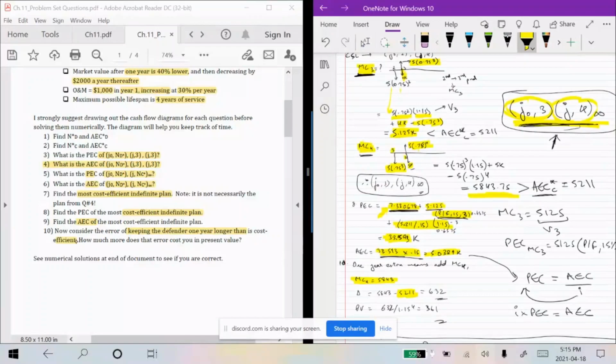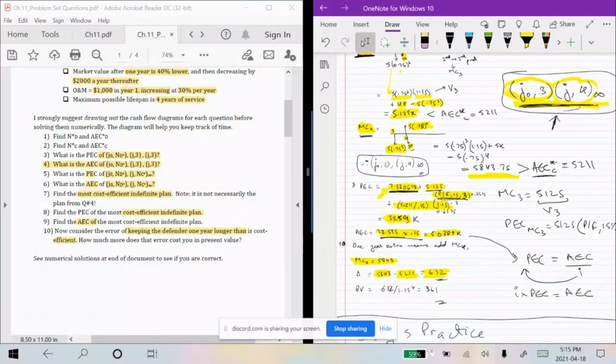So MC4 is 5843. So the cost of keeping the defender and challenger together for 1 year extra would be 5843 minus 5211. That is 632. All right, but that would be the cost in V3 or V4. Yeah, this would be in V4 because we start using the challenger from the fourth period right here.